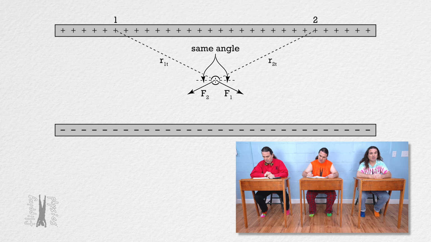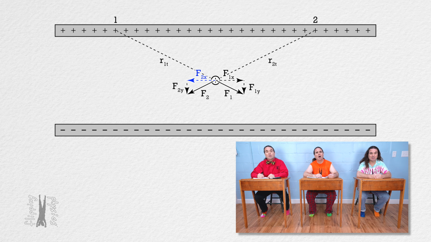So when we resolve those forces into their components in the x and y directions, you can see the component of force 1 in the x direction is to the right, and the component of force 2 in the x direction is to the left. Because both forces are equal in magnitude and their angles are the same, their x components will also be equal in magnitude. Because they are also opposite in direction, their components in the x direction cancel one another out.